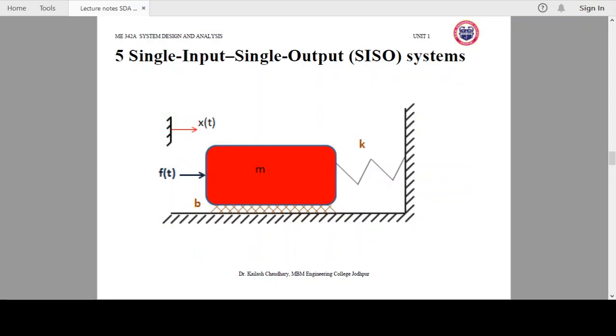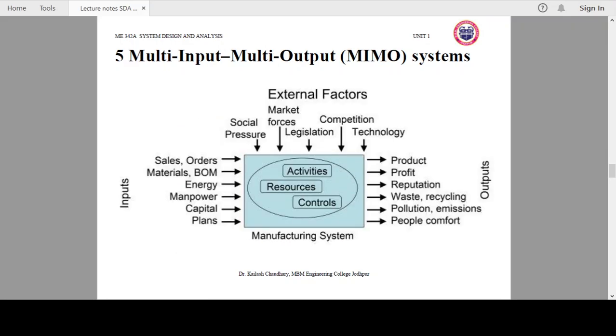Then next comes the single input single output systems, where you have a single input and a single output. Suppose an example of a spring mass system. If you put force on this, you will get displacement. So the only input is force and the only output is displacement. So these kinds of systems are known as SISO systems, single input single output.